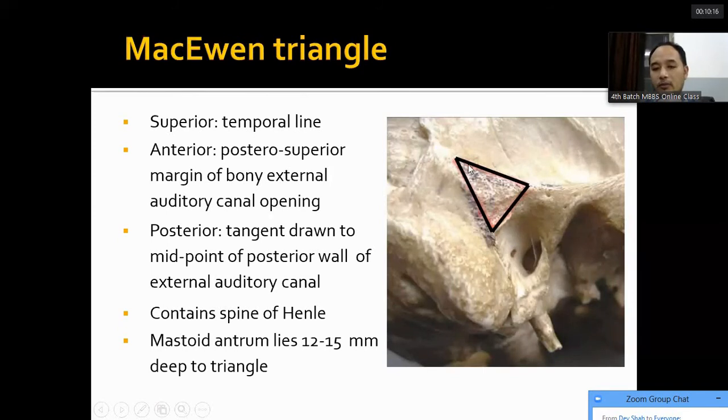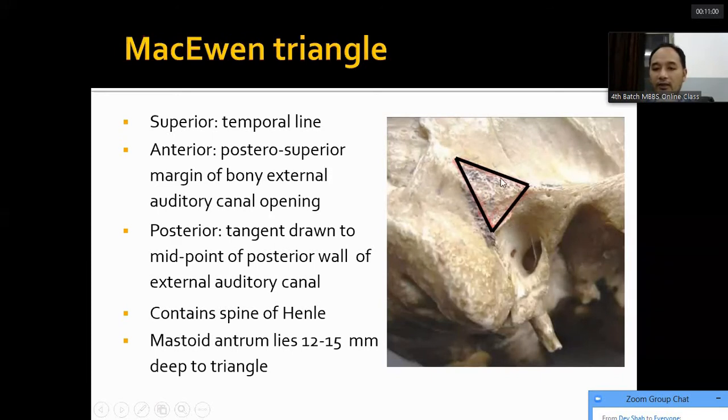Superiorly, the MacEwen triangle is bordered by the temporal line. This is the temporal line. This gives the division between the middle cranial fossa and the middle ear. The anterior boundary is formed by the posterior superior part of the external auditory canal, the top part, and the posterior boundary is formed by a line tangent to the external auditory canal, starting from the midpoint of this posterior canal. So this is the MacEwen triangle. This also contains the spine of Henle. This is the spine of Henle.